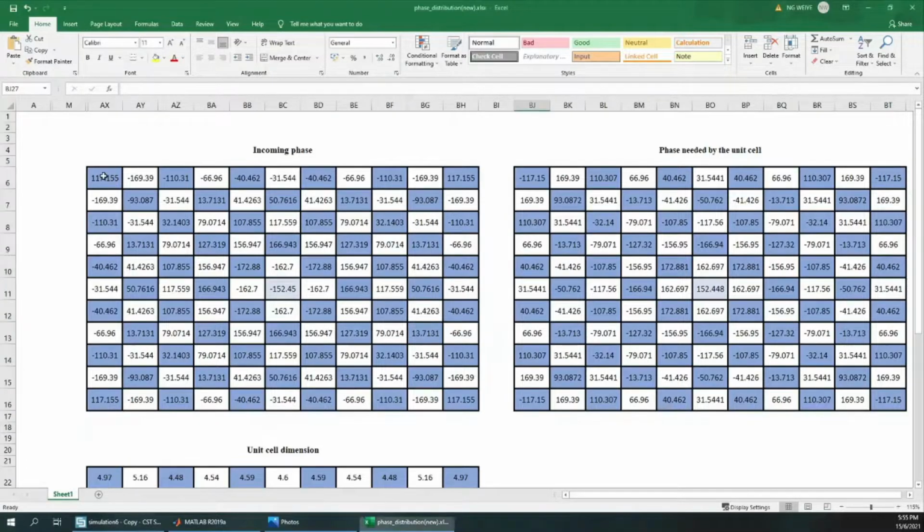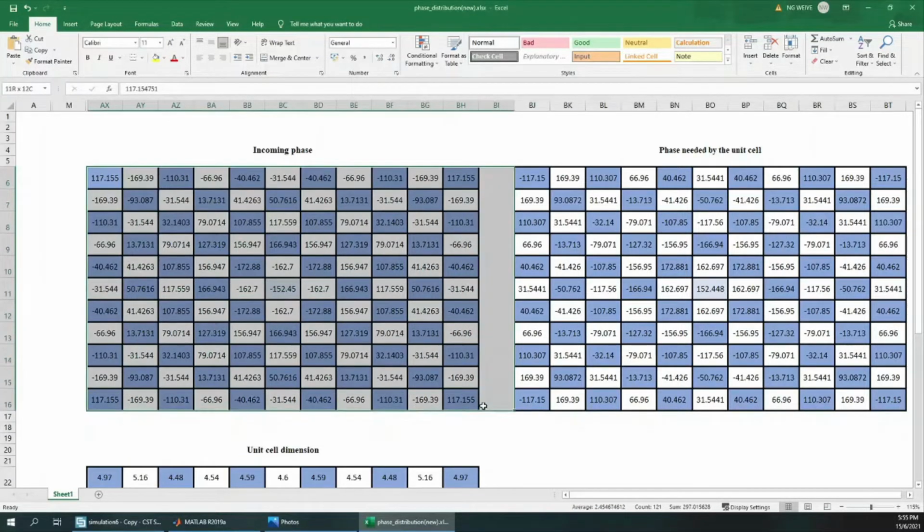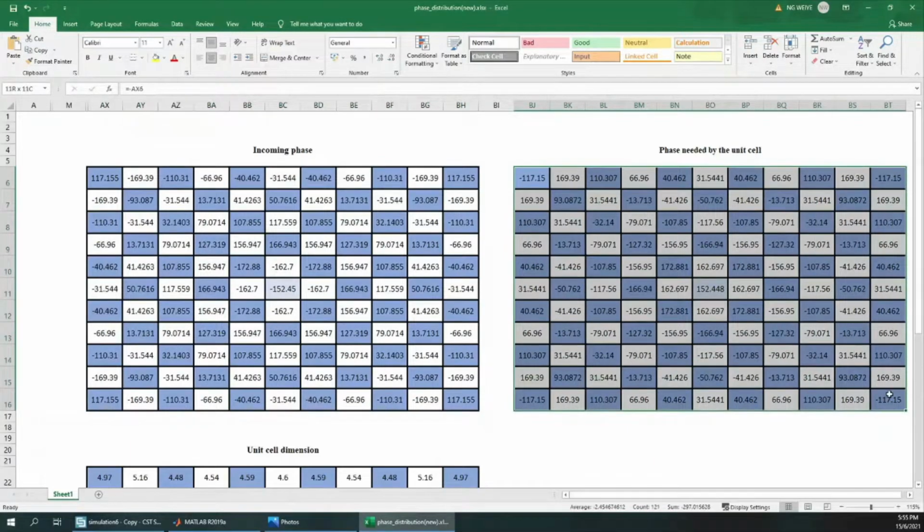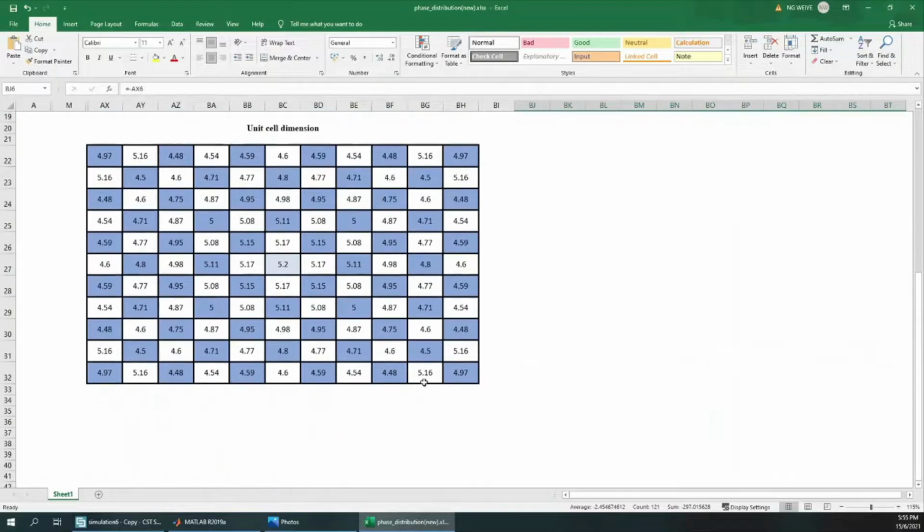So here is the incoming phase, and in order to design a transmit array, we need to determine the phase needed by the unit cell to compensate the incoming phase to 0 degree. So here is the phase needed by the unit cell, and here is the unit cell dimension that has been determined to design a transmit array.